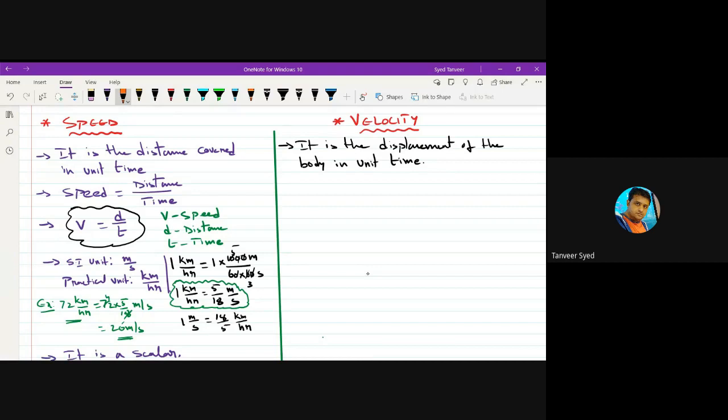As there is a lot of difference between distance and displacement, similarly there is a lot of difference between speed and velocity. They are not the same. They might appear to be the same conceptually, but technically they are different. Speed also tells you how fast a body is moving. Velocity also tells you how fast a body is moving, but there is a fundamental difference between them. Speed measures the rate of change of distance. Velocity measures the rate of change of displacement.